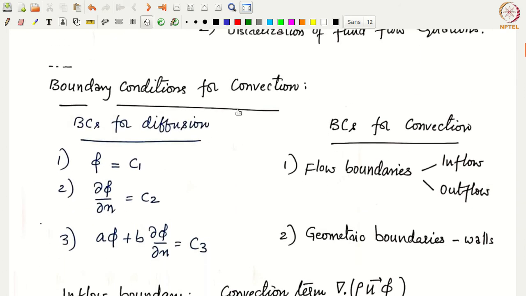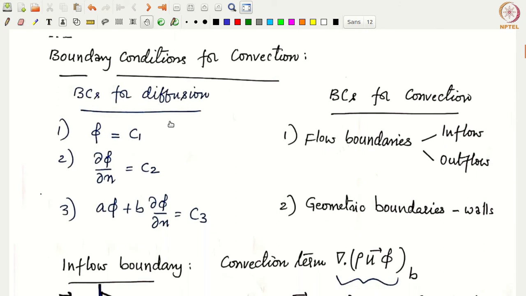Let us recall the boundary conditions we have for diffusion. There were three types. If you have only a diffusion problem, whether it is steady or unsteady, you specify the value of the unknown, which we call a Dirichlet boundary condition. If you specify the gradient of the unknown, this is a Neumann boundary condition. And the third type is a combination of Dirichlet and Neumann, that is A phi plus B partial phi partial n equals some C3, which is your mixed boundary condition. So these are the boundary conditions if you have only a diffusion problem.